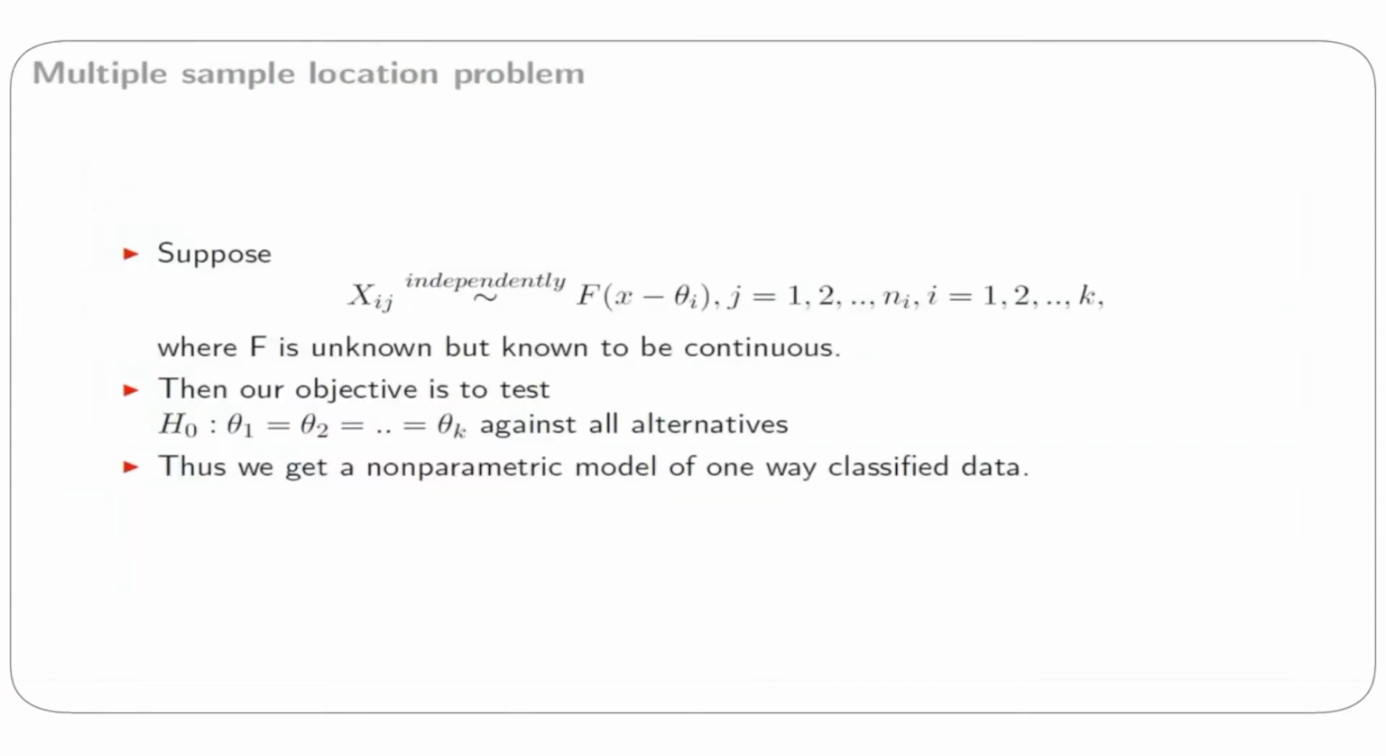Next, we turn our attention to multiple sample location problems. Suppose x_ij are independent with distribution F(x minus theta_i) for j running from 1 to n_i and i from 1 to k, where F is unknown but known to be continuous. Then our objective is to test the null hypothesis that theta 1, theta 2, ..., theta k are all equal against all alternatives. Thus, we get a non-parametric model of one-way classified data.